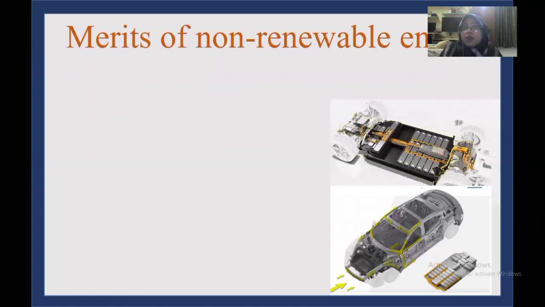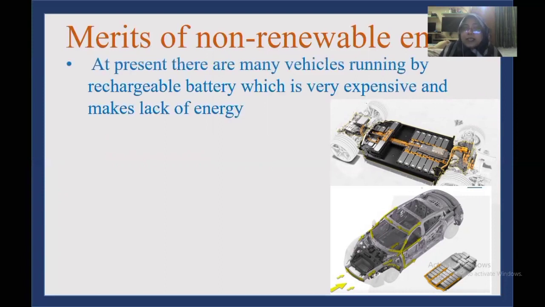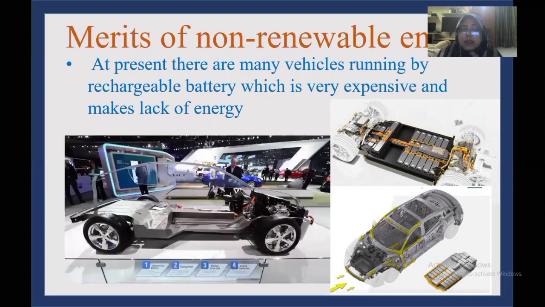Okay, merits of non-renewable energy. Here the picture has been given. This is a model where the non-renewable energy is used as the main source of power generation. At present, there are many vehicles running by rechargeable battery, which is very expensive and makes a lack of energy. Look at this picture. This has been designed in that way where a rechargeable battery will be placed here, and this is basically very expensive and makes a lack of energy.